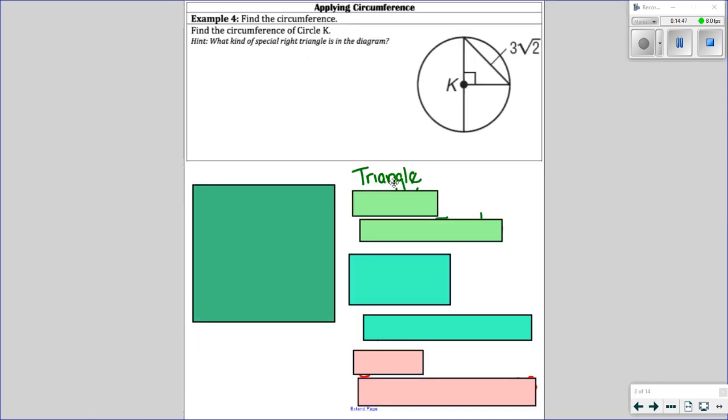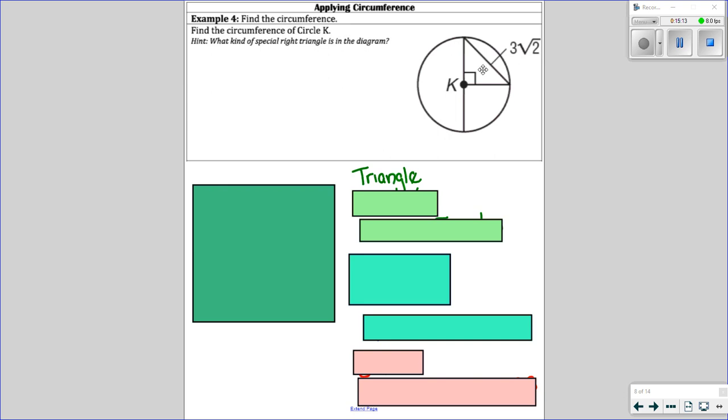Now we're going to do this example applying circumference. So everything we know about circumference, but there's a little more that we need to apply to this problem that we learned in previous lessons. So let's start. They say find the circumference of circle K, and there's a hint. What kind of special right triangle is in the diagram? So look at the triangle. It's a right triangle because it has a 90-degree marker.